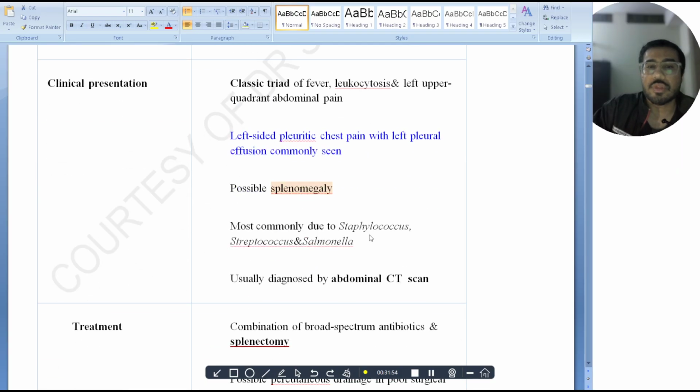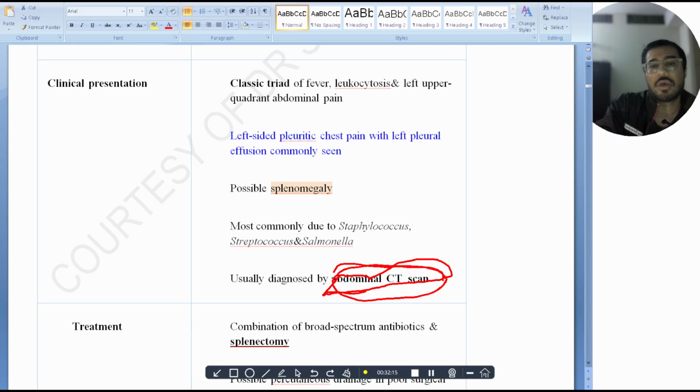So organisms most commonly implicated are staph and strep. Staphylococcus causes infective endocarditis. Strep also causes it. So yeah, usually diagnosed with abdominal CT. So this is also a really high yield point. How is splenic abscess diagnosed? Abdominal CT, not ultrasound, not X-ray, abdominal CT. So I want you guys to hammer that in mind.